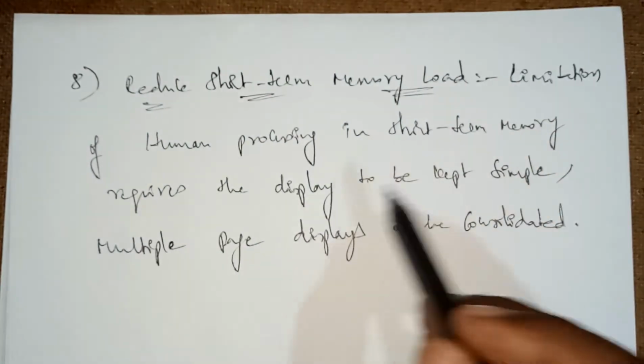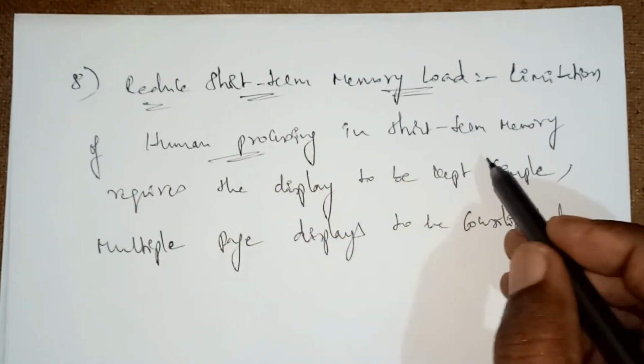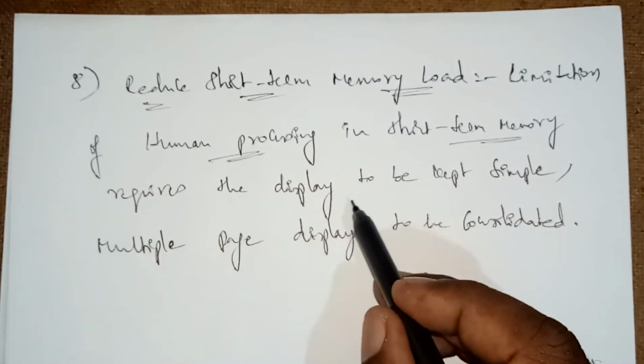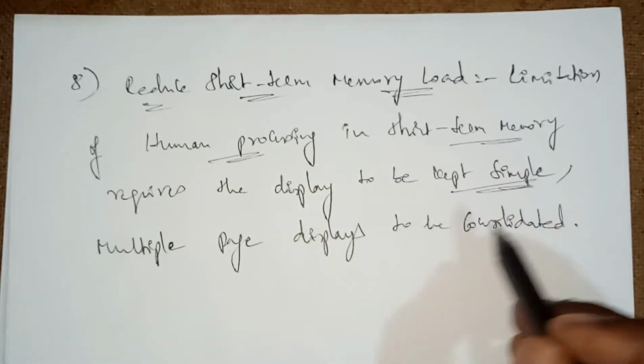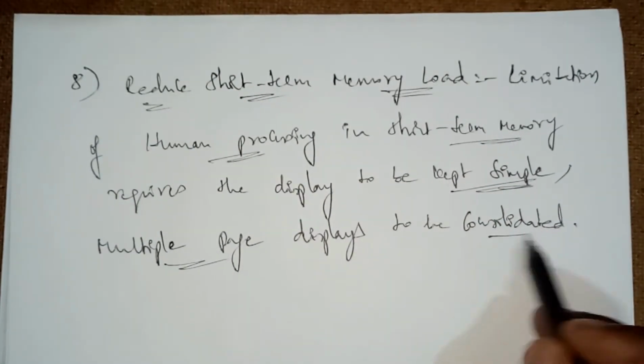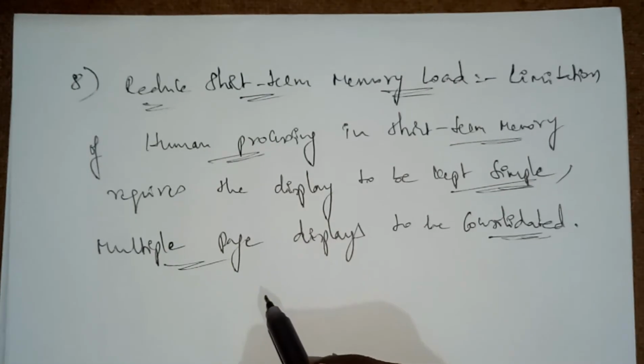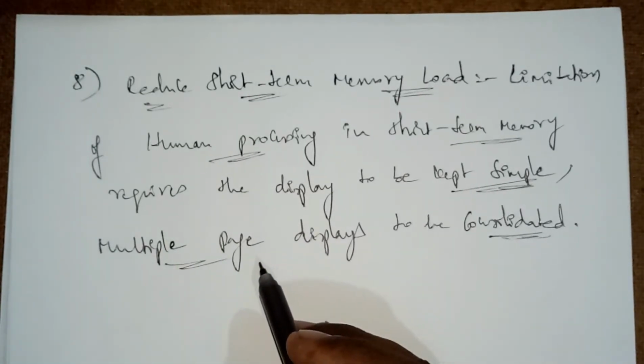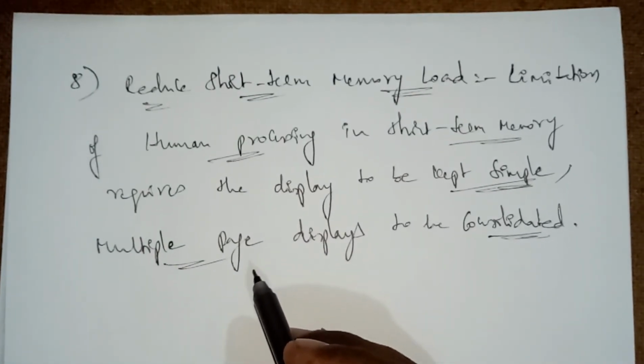Here, the limitation of human processing in short-term memory requires the display to be kept simple and multiple page displays to be consolidated. So these are the 8 golden rules in user interface design.